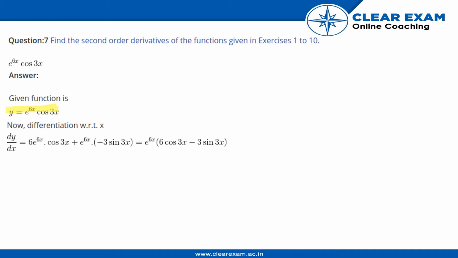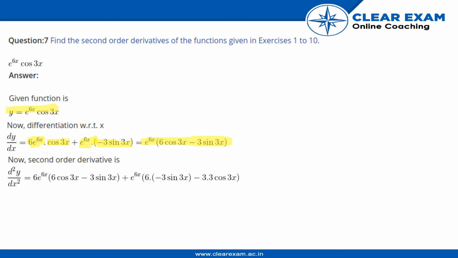apply the product rule, cos 3x constant, and d by dx of e to the power 6x is 6 into e to the power 6x plus e to the power 6x constant into minus 3 sine 3x, which is reduced to e to the power 6x into 6 cos 3x minus 3 sine 3x.